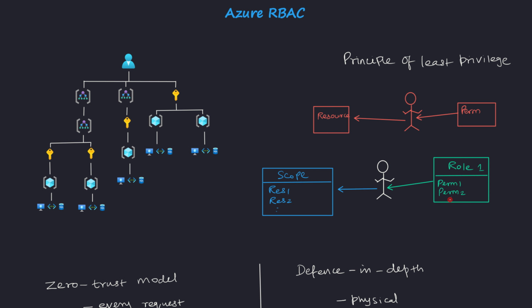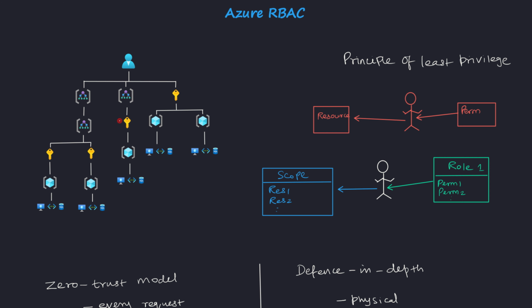And we can also create our custom roles with a desired set of permissions and we can assign that role to the user. And then the scope is not just going to be an individual resource. We can actually create a collection of resources as a scope. But we cannot create our custom scope. We need to use the existing logical organization that we have within Azure.